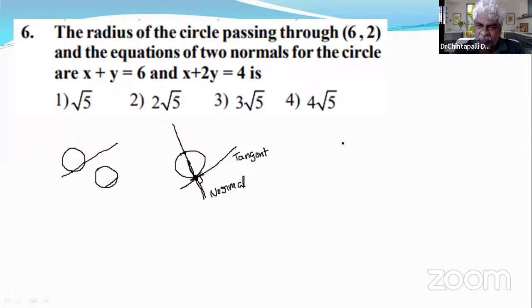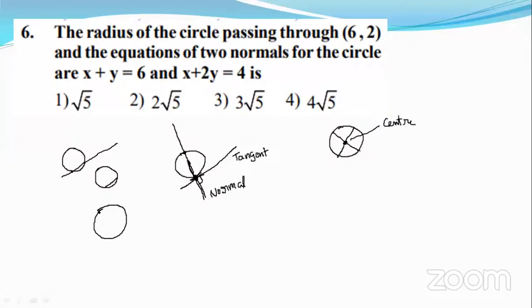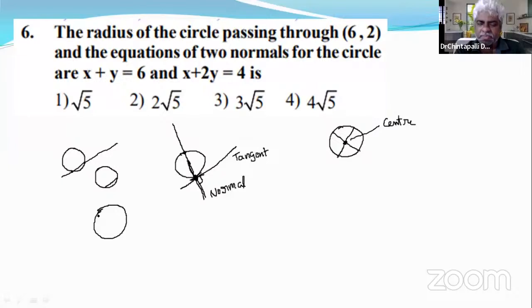In the first sum, we found the center of a circle by solving 2 diameters, because the point of intersection of diameters is the center. Here also 2 normals are given. As we discussed, the normal and diameter have a common property: both pass through the center.